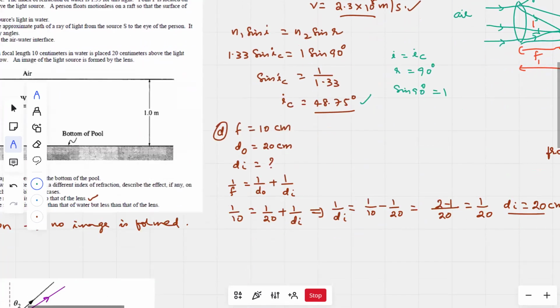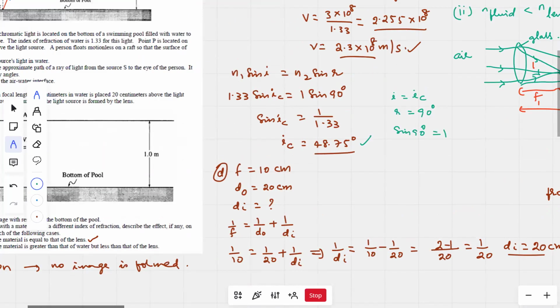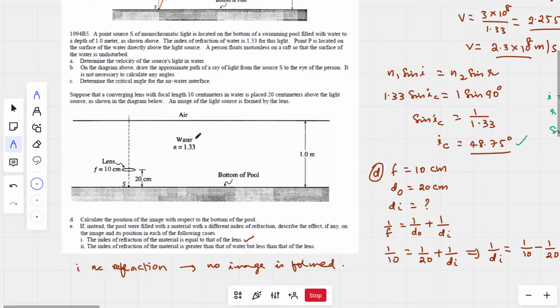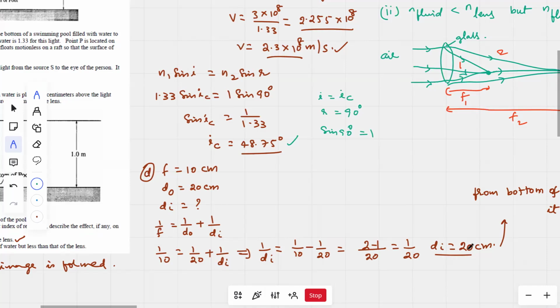And then the next bit. Now, he put a lens here, and from the source, the light is coming. And then from the lens, we have to find out the distance of the image. So for that, we will use the lens equation we have, 1 by f is equal to 1 by d naught plus 1 by di. So f value he gave as 10 centimeters and d naught is given as 20 centimeters. We will calculate di. So di is equal to 20 centimeters. Just a substitution of the values and we get 20 centimeters.